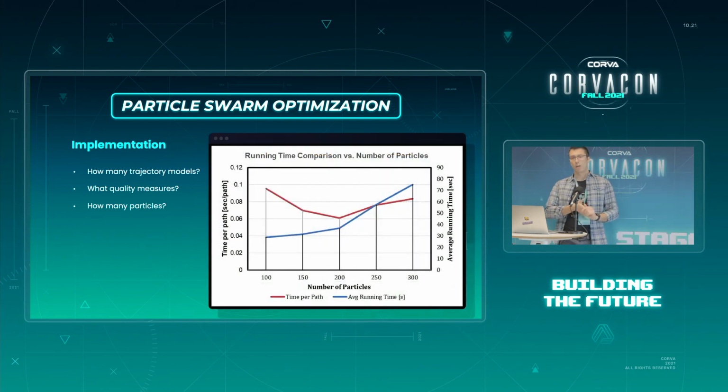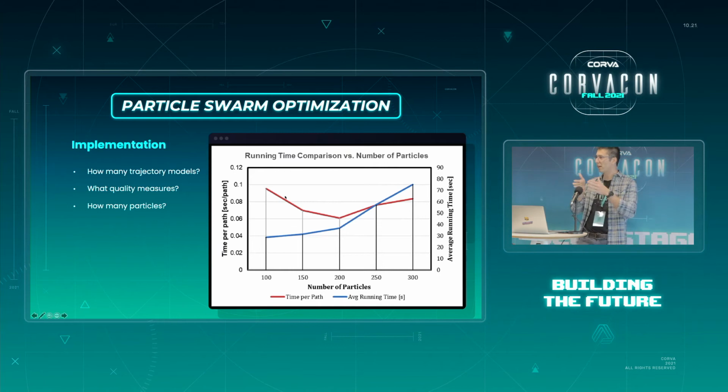And lastly, a question you may be thinking is, how many particles do I need for this to be efficient, right? We did an experiment here, and I'm going to show you. In the x-axis we have the number of particles, from 100 to 300. On the left axis, we have the time per path, which is the time it took for a given run divided by the number of paths computed. Remember, this is not the number of particles, because for each particle we compute three paths according to the models I explained. And the blue curve represents the average running time, the full time.